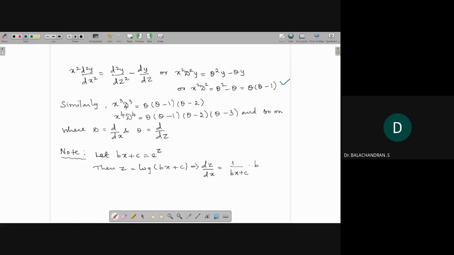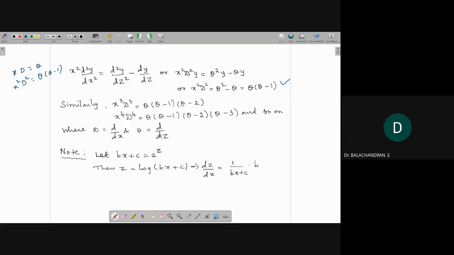Similarly, x cube D cube equals theta into theta minus 1 into theta minus 2. So xD equals theta, x square D square equals theta into theta minus 1, x cube D cube equals theta into theta minus 1 into theta minus 2, and x power 4 D power 4 equals theta into theta minus 1, theta minus 2, theta minus 3, and so on. Here capital D equals d by dx and theta equals d by dz.